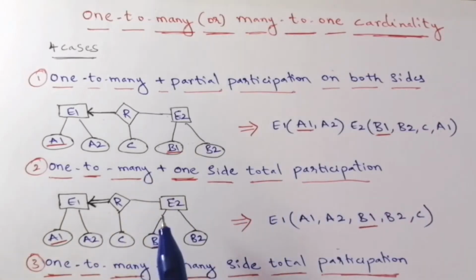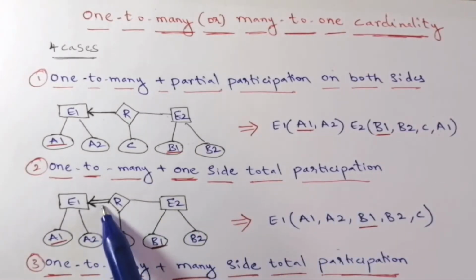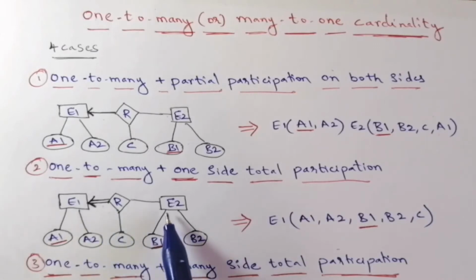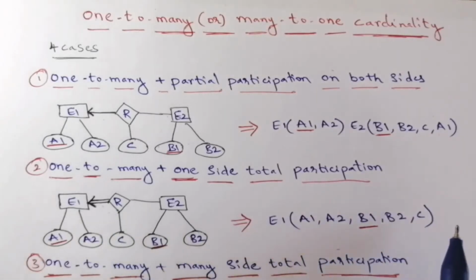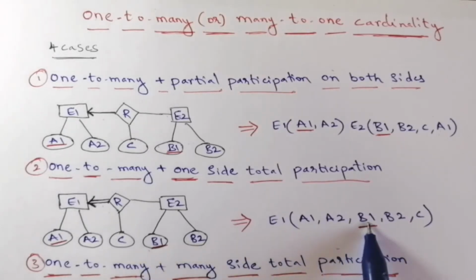Next case, let us take one to many with one side total participation. So we have the one side total participation. When we have the one side total participation, only one relation is enough, and the many side entity's key will become the primary key. So B1 will become the primary key, right? So remember this table.